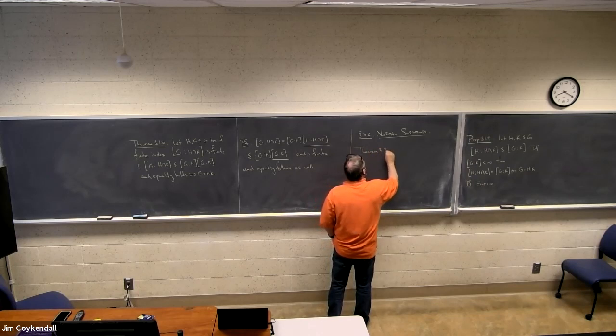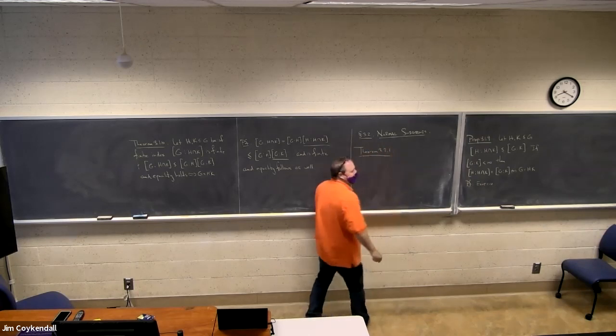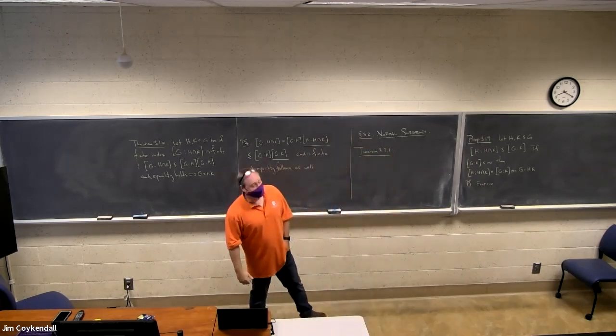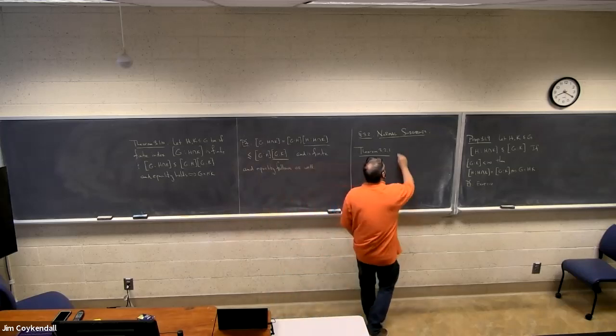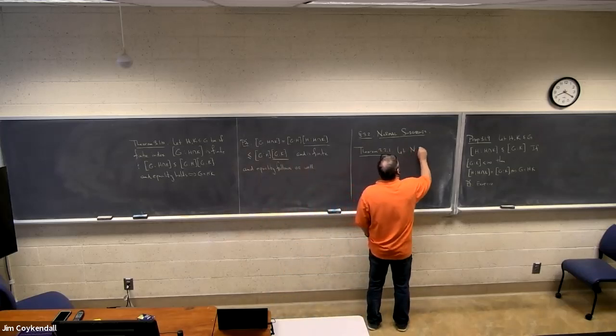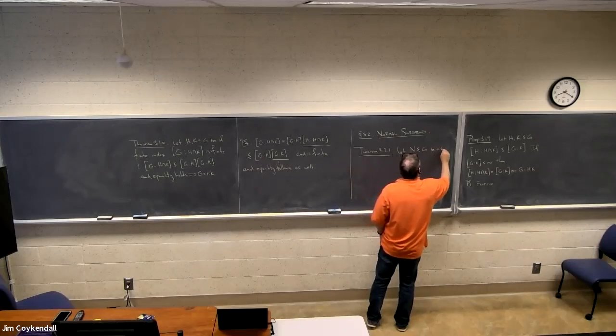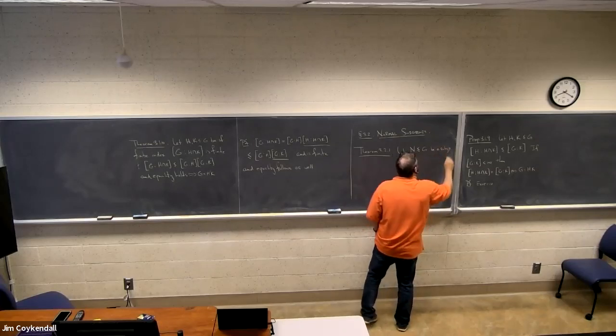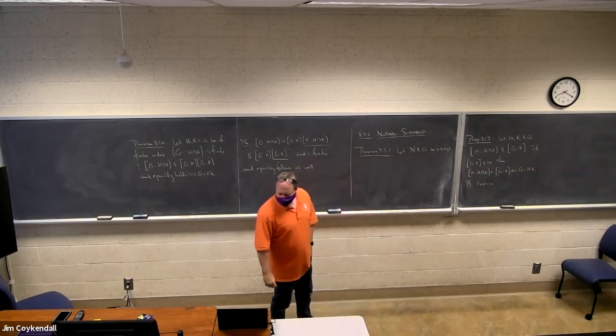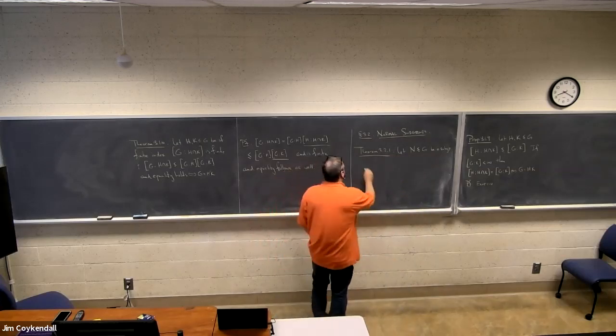So I'm going to do the definition, because you all know what normal is from previous experience. Suppose you have a subgroup N of G.